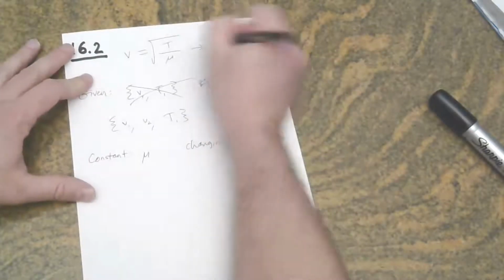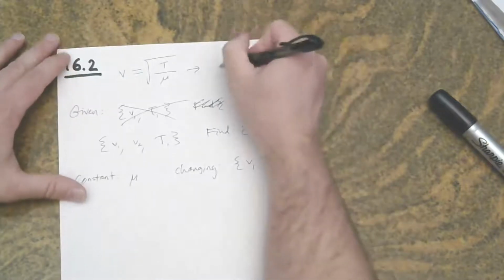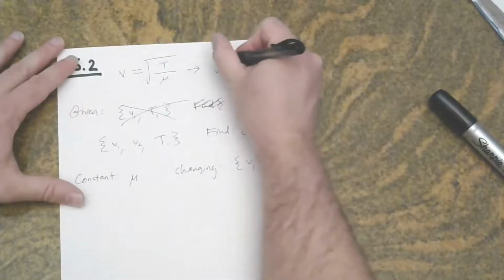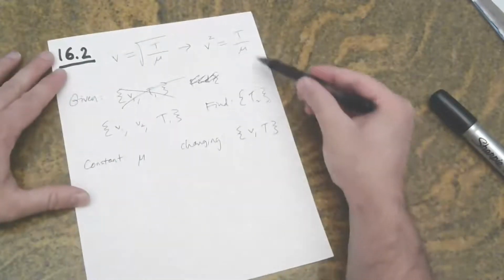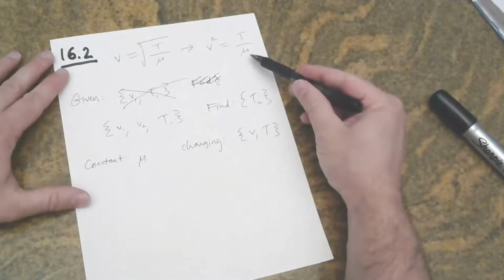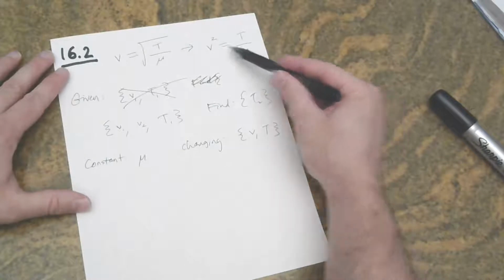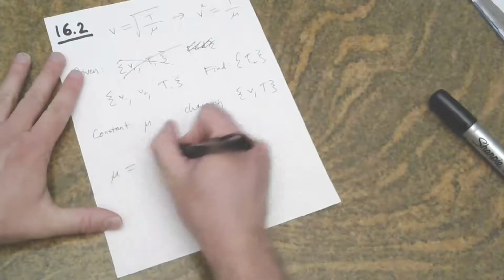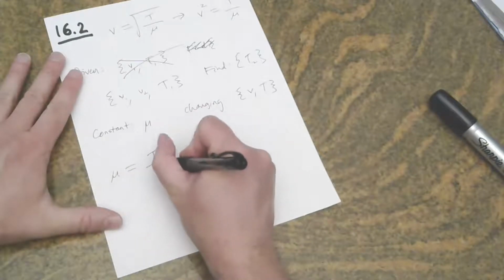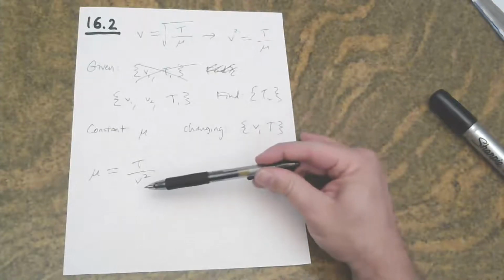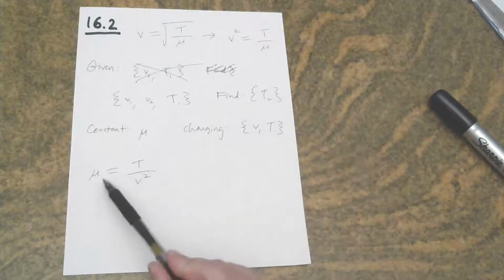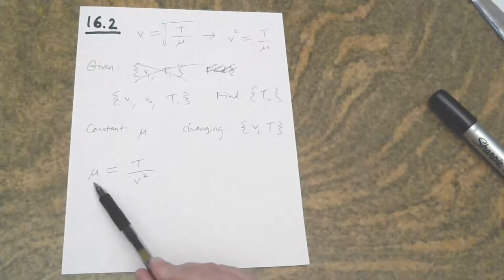So first, let me square both sides to get rid of that pesky square root symbol. The square of the speed is equal to the ratio of tension to mass density. Mass density is the only thing that doesn't change. So I'll put that on the other side and I'll put the v squareds over here. Mu equals T over v squared. So if you plug in the tension in scenario 1 and the speed in scenario 1, you get a particular number equal to the mass density of the string.